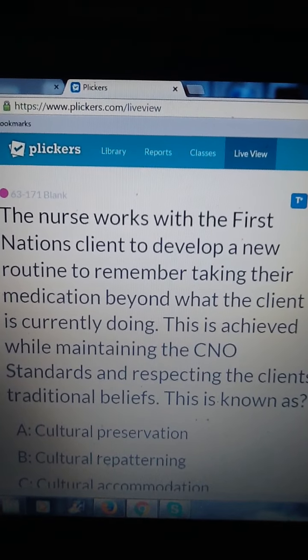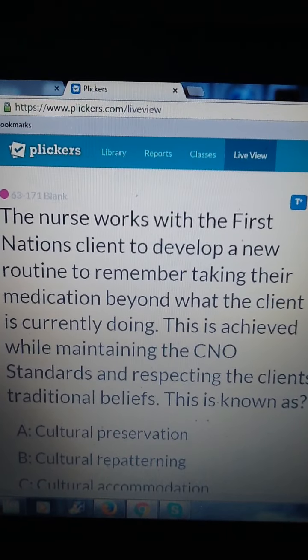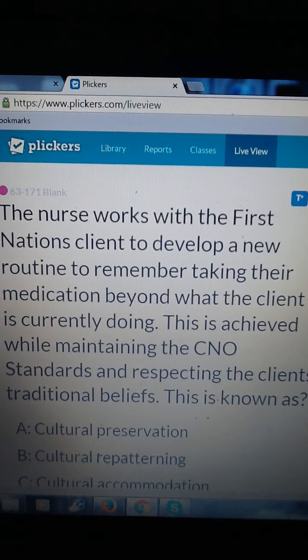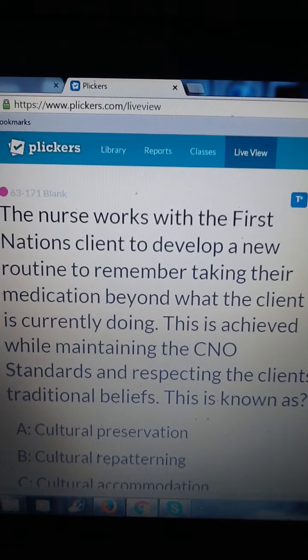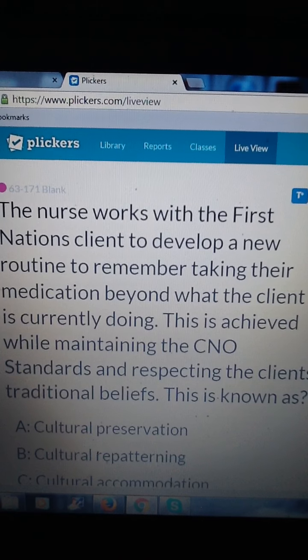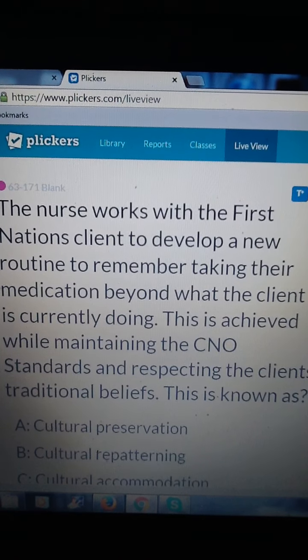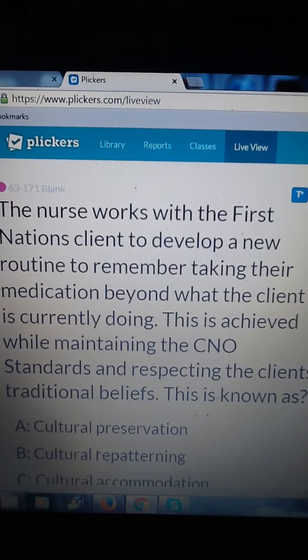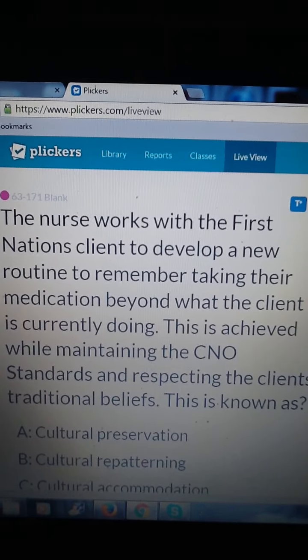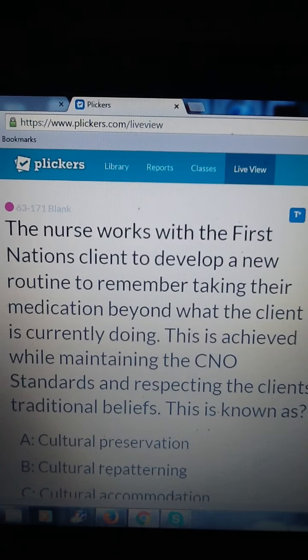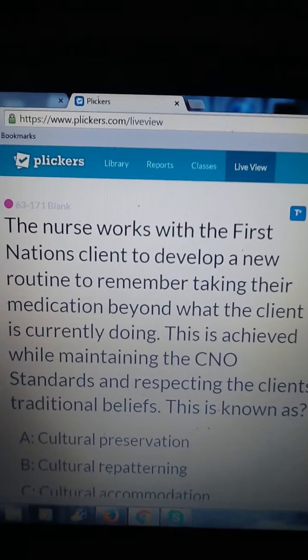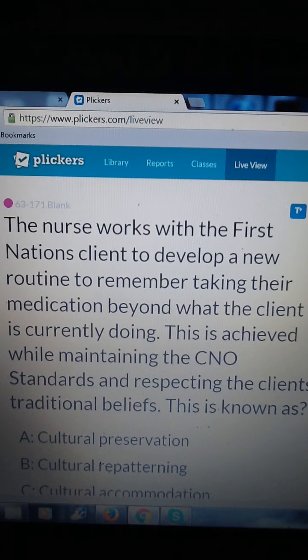This is known as, is it A, cultural preservation? Is it B, cultural repatterning? Is it C, cultural accommodation? And the answer here is B, cultural repatterning. Please read this out of the PowerPoint. It also is in the College of Nurses standard around cultural care.